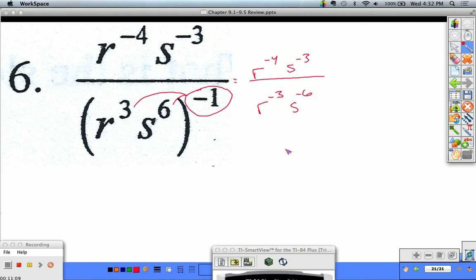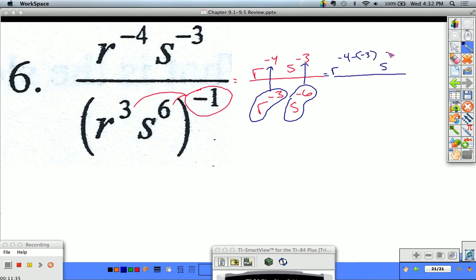And then our s's, -3 minus -6 is +3 over 1. Again, we have a negative exponent in this problem, which we can't leave in that form, so we're going to move r and its exponent to the bottom and change the sign of the exponent. So what we have remaining on top is s to the 3rd. What we have on bottom is 1 r to the +1st. And then we're going to clean that up as much as we can.